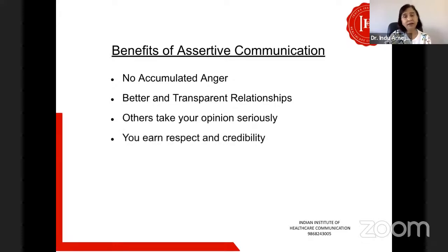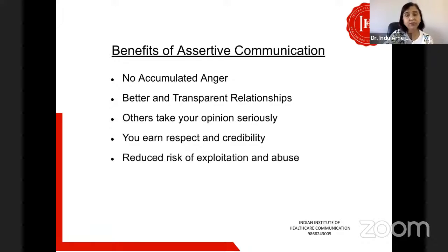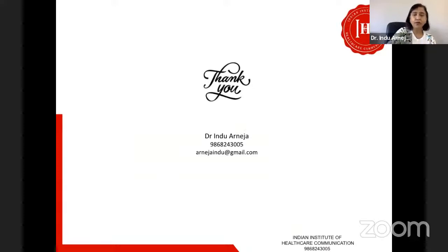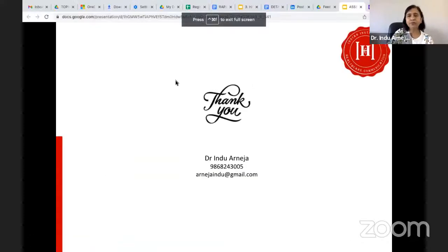You earn respect and credibility because even if you want to say something harsh, you chose the right way of saying that, and it earns you respect and credibility. It also reduces the risk of exploitation and abuse, especially for those who have a tendency to go into passive and passive-aggressive kind of communication style. So it's really helpful in reducing the risk of exploitation and abuse. And life becomes easy and stress-free when you start asserting in your personal and professional relationships. Thank you.